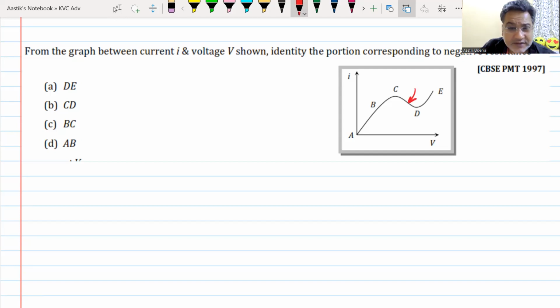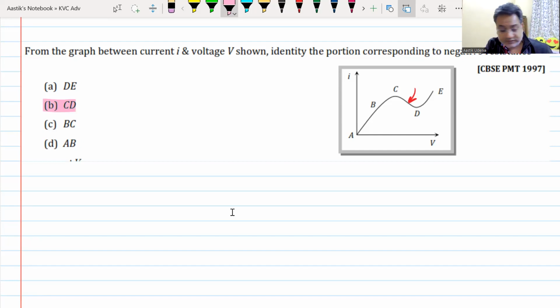This is not a VI graph, this is an IV graph, but even if it is a VI or IV graph, negative slope will mean negative resistance. The slope of a VI graph gives you R, the slope of an IV graph gives you conductance. Do we remember this? The only place where the slope is negative is the portion CD, and CD is your correct answer.